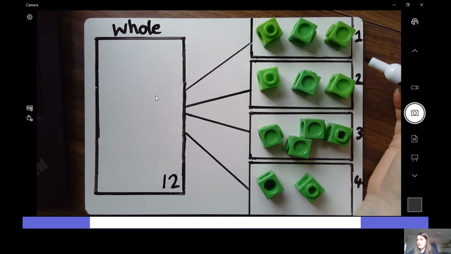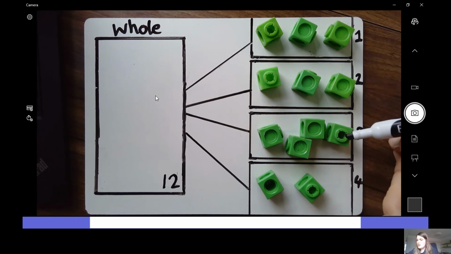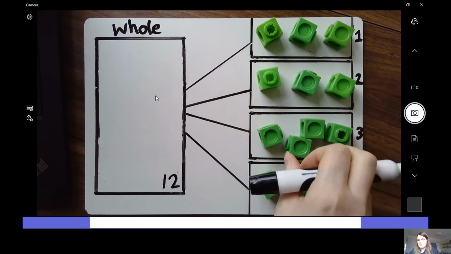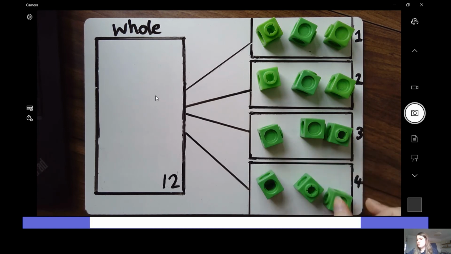I have shared it equally. Look, 3, 3. Oh, what happened down here? I didn't share the last one properly. Where should the last one be? Well done, at the bottom box.